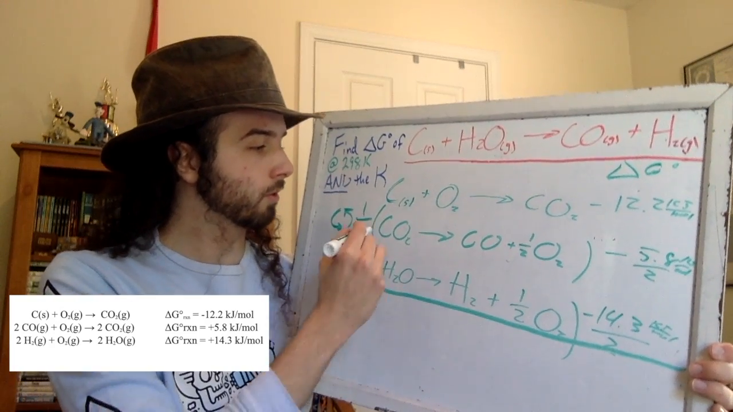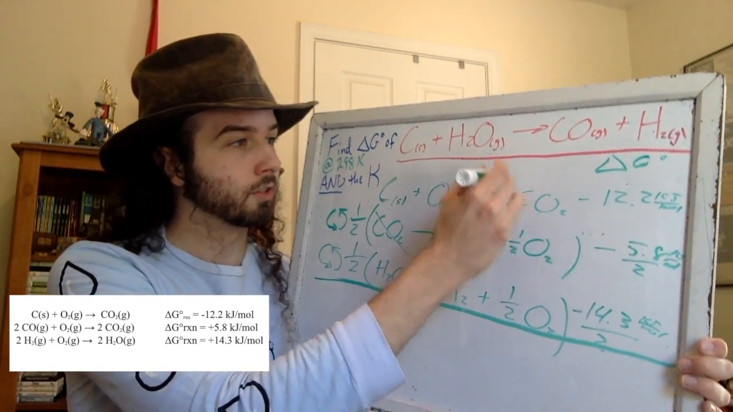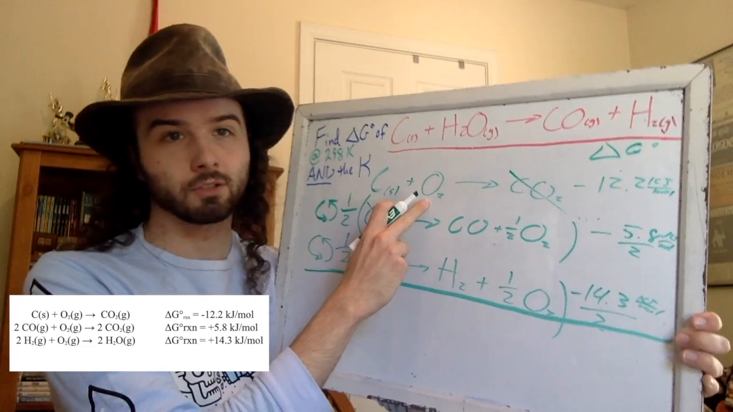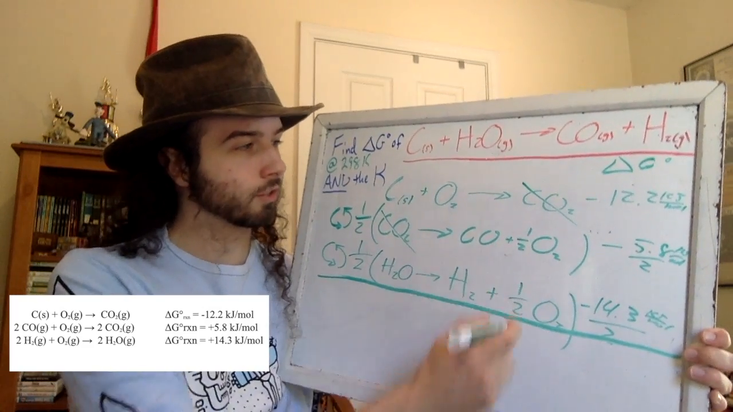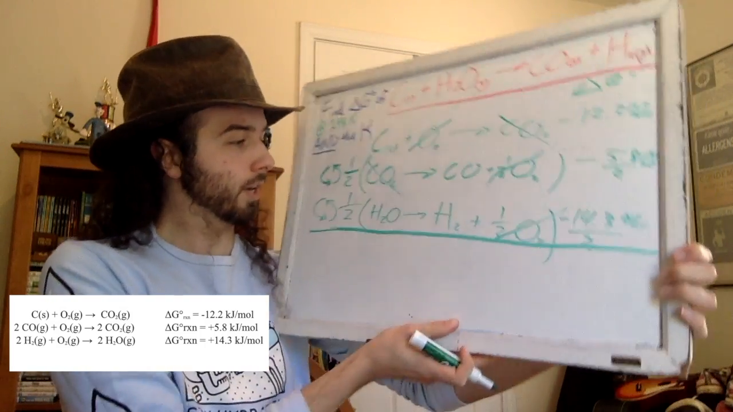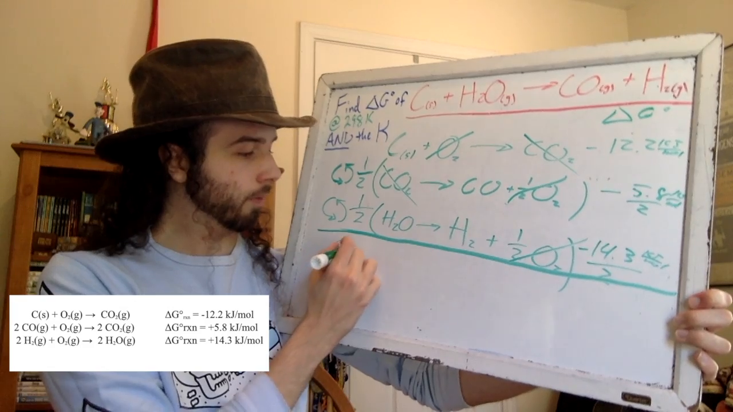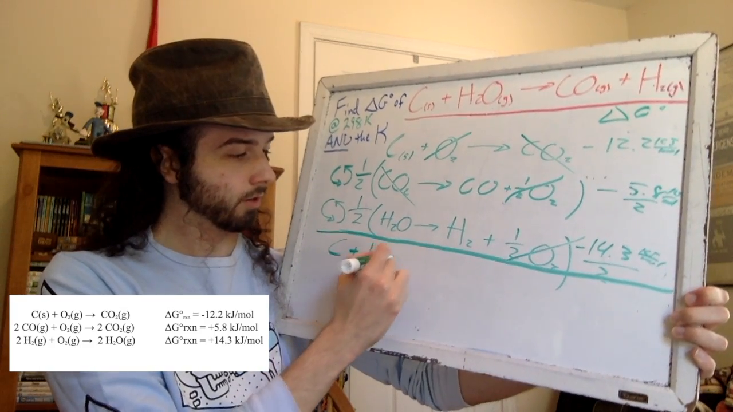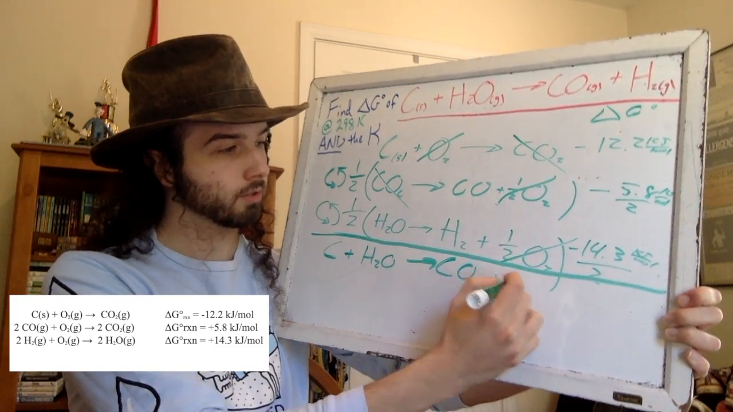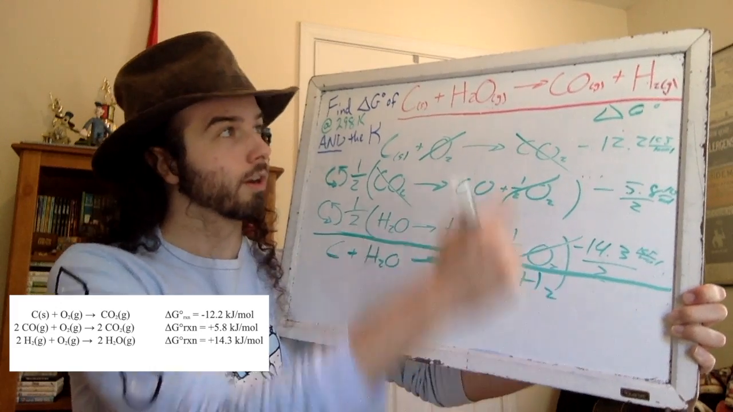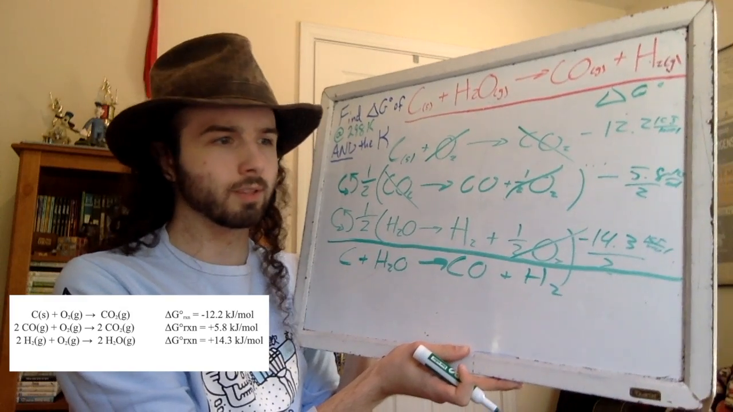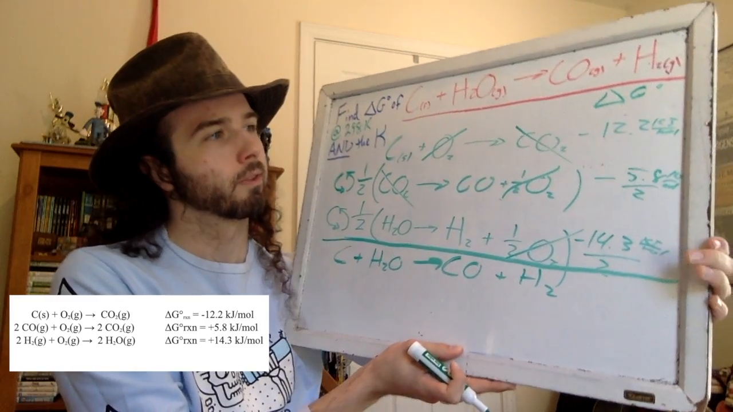So let's see, we have one CO2 here, cancel. Another CO2 here, cancel. Okay, so that works so far. We have a whole oxygen here, and then two halves of oxygen here, so we can cancel that, and cancel that. Leaving us with carbon plus water going to carbon monoxide plus H2. Our target equation. Yes, we did it. Excellent.